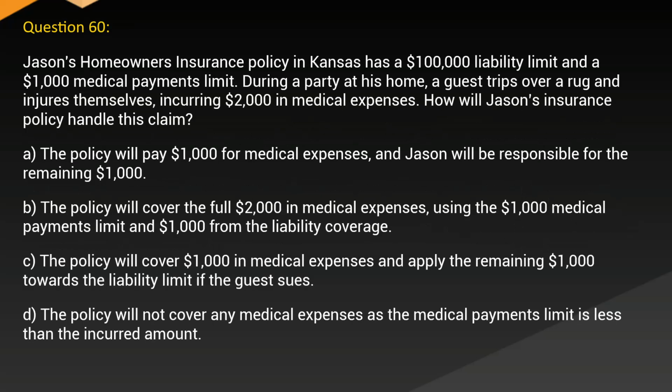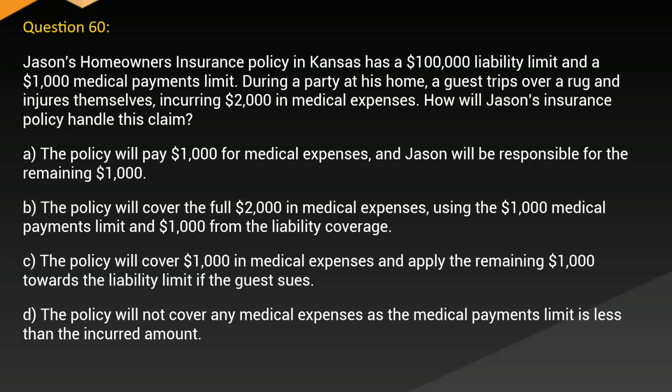Question 60. Jason's homeowner's insurance policy in Kansas has a $100,000 liability limit and a $1,000 medical payments limit. During a party at his home, a guest trips over a rug and injures themselves, incurring $2,000 in medical expenses. How will Jason's insurance policy handle this claim? A. The policy will pay $1,000 for medical expenses and Jason will be responsible for the remaining $1,000.